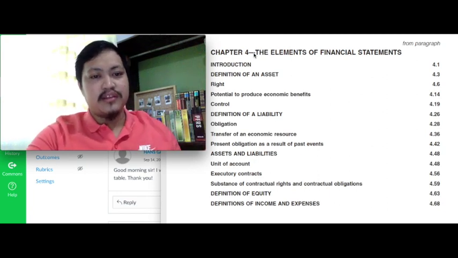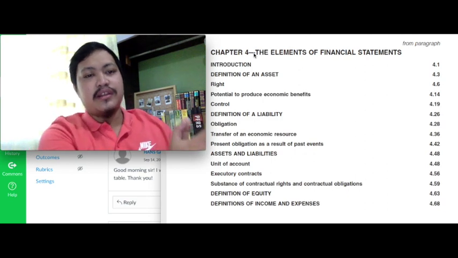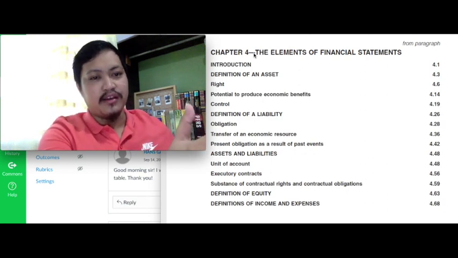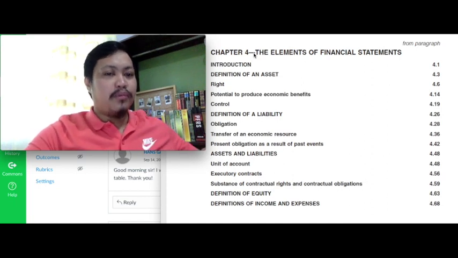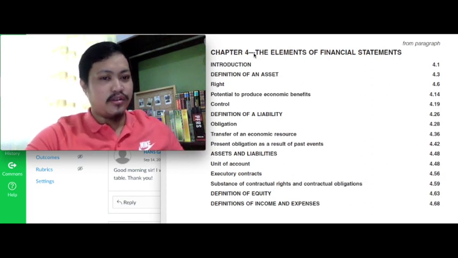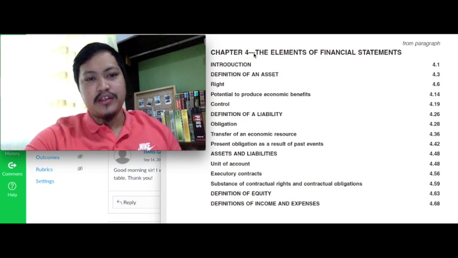If throughout the entire year gains amounted to 50,000 and losses amounted to 49,000, you do not report gain of 50 and loss of 49. You do not report these two items. You do not present them as separate line items. What will be presented in your financial statement would be a single amount.